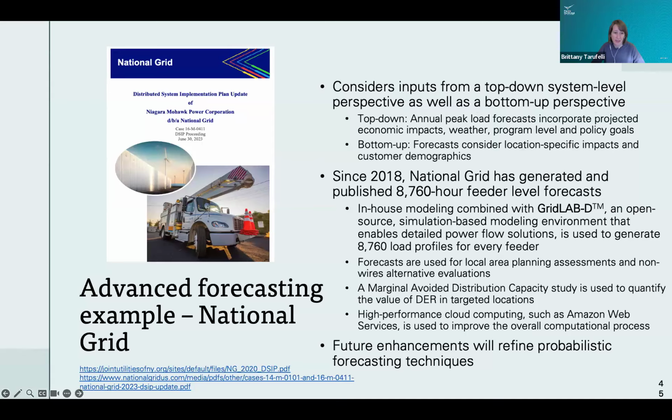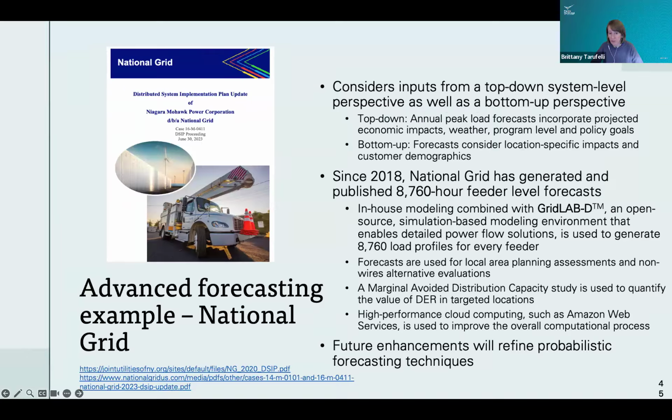Next, I wanted to provide a quick example of best practices, and this example is from National Grid. So since 2018, National Grid has been generating these 8760 hourly forecasts by feeder for their service territory. And these forecasts are used for local area planning assessments, but they're also used to identify where non-wires alternatives might be useful. They're using an open source power flow model, GridLab-D, to look at developing these feeder profiles, and then they're using cloud computing to help with the overall computational process.